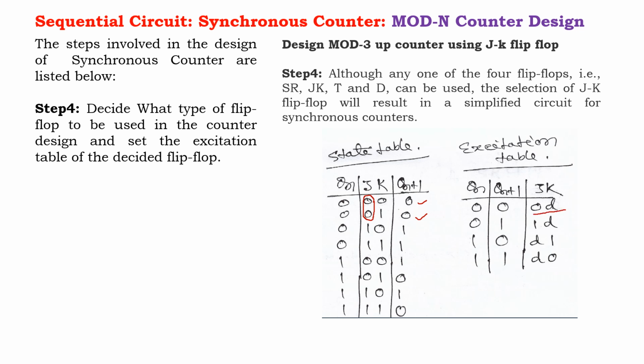For 0 to 1 transition, the J is fixed at 1, and K is a don't care. So 1d. From 1 to 1, it will be decided that K is fixed at 0 but J is a don't care. So d0.